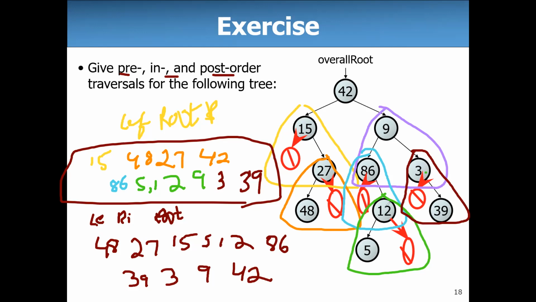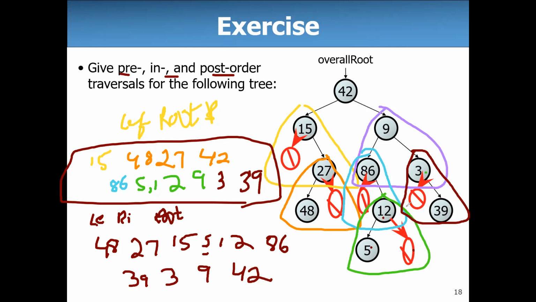As we entered right of 86, there is another subtree. We will apply the same rule, left, right, and root. Left of 12 is 5. So we printed 5. After printing 5, right is null. We'll print root, which is 12. Left, right, root, left, right, which is done. After printing 12, we print the root, which is 86. Right is done. Go to the left of 9.